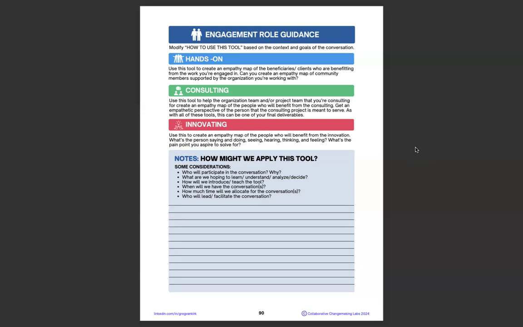Get an empathetic perspective of the person that the consulting project is meant to serve. As with all of these tools, this can be one of your final deliverables that you hand over to the organization that you're working with. Help them make their job easier. And innovating. Use this tool to create an empathy map of the people who will benefit from the innovation. What's the person saying and doing, seeing, hearing, thinking, and feeling? What's the pain point you aspire to solve for? You're innovating, obviously, with empathy. So you need to really get this perspective and understand the pain points of the folks you're working with.